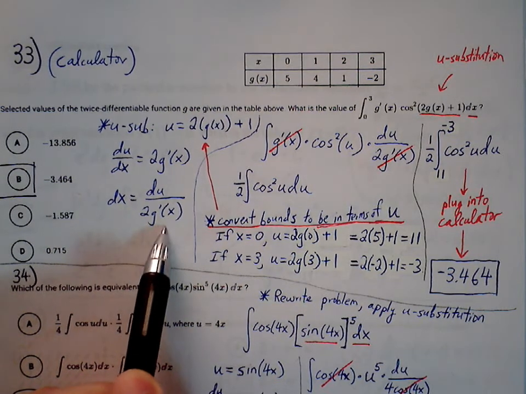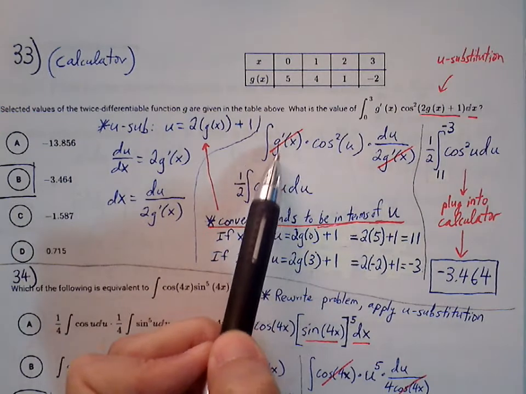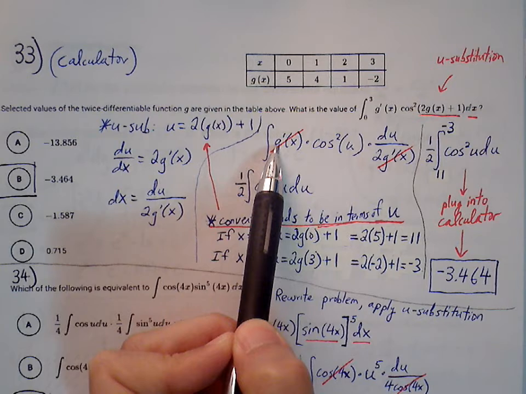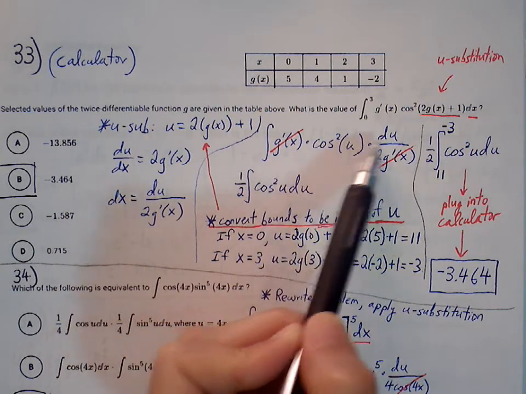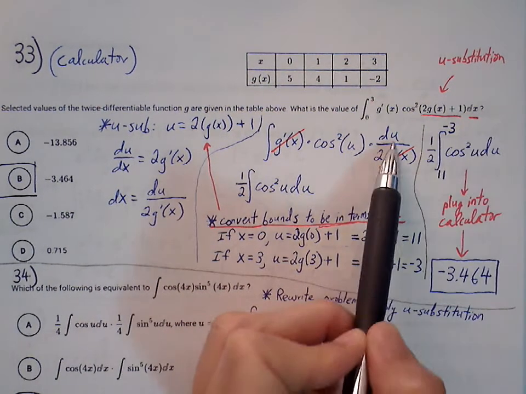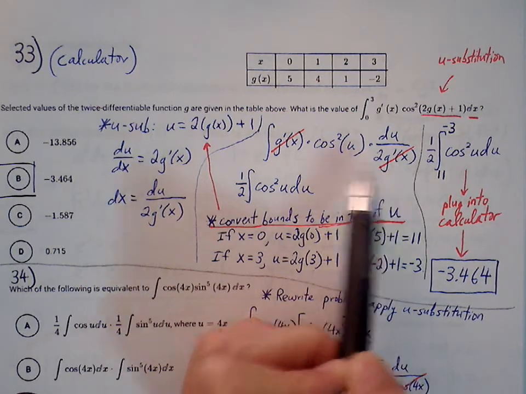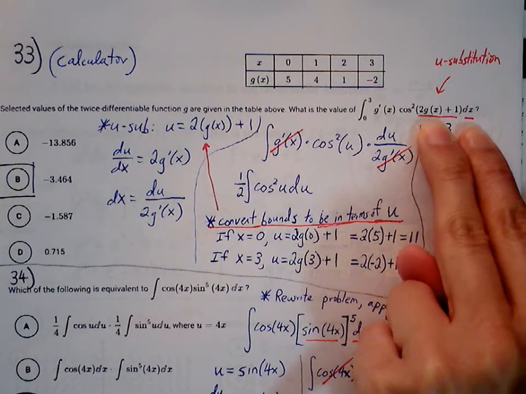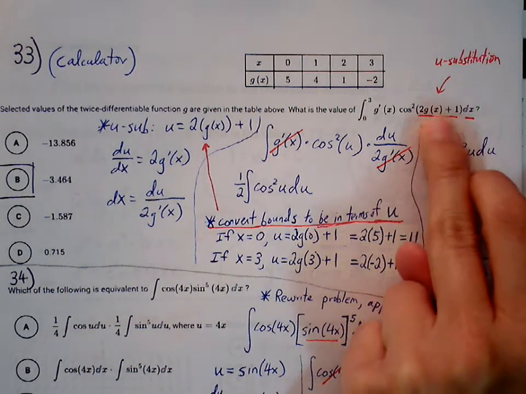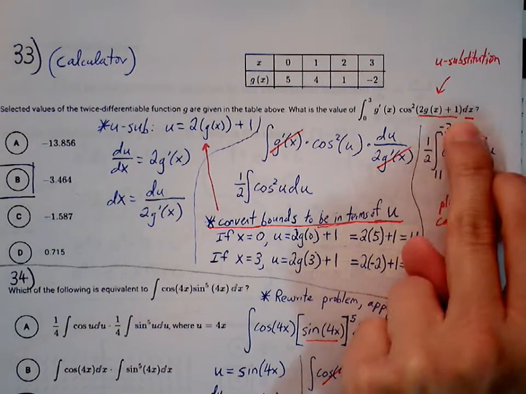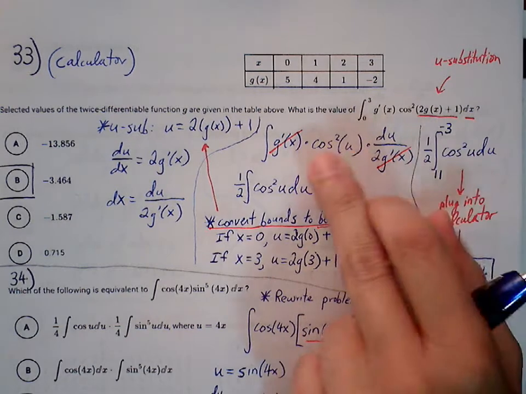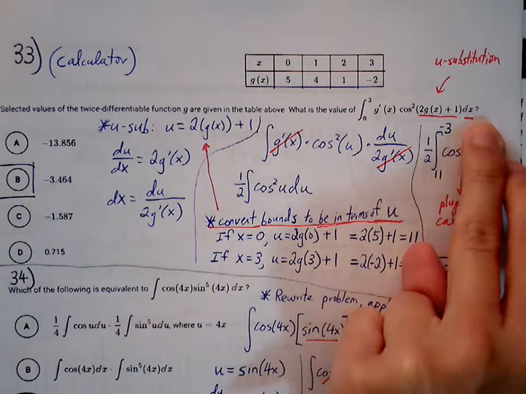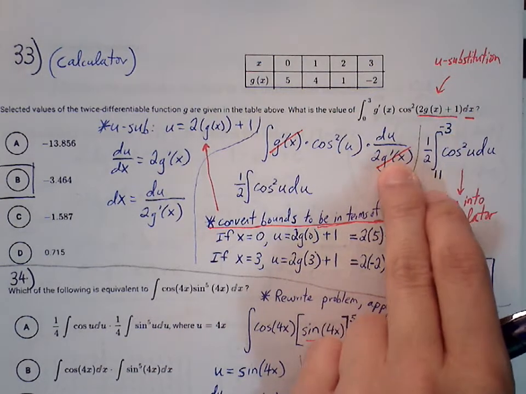And then we make our substitutions. Integral of g prime stays initially. Cosine squared u, and then the dx gets replaced with du over 2g prime of x. Once I make these two substitutions, which I underlined in red, these are the first two things that I want to replace. So this gets replaced with cosine squared u, and then dx gets replaced with du over 2g prime.